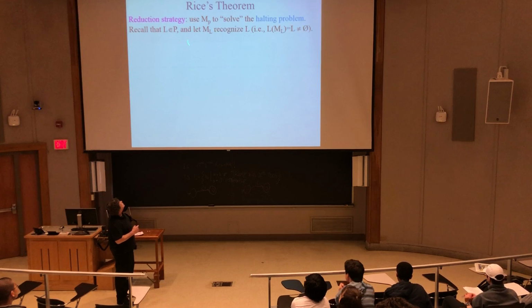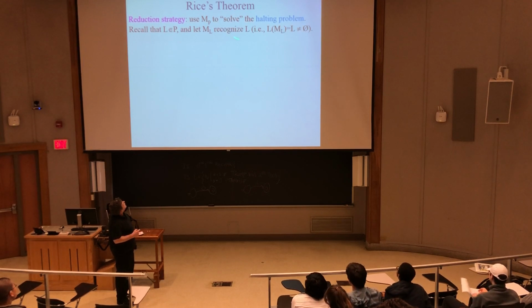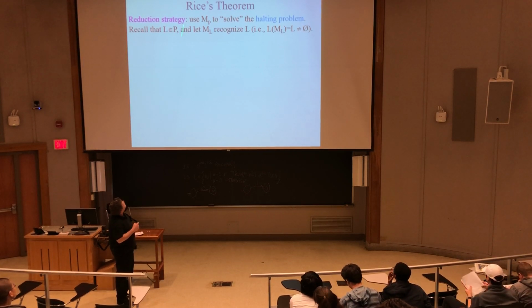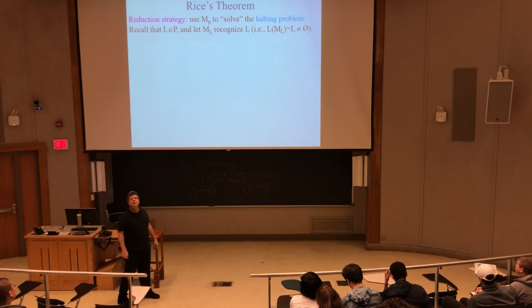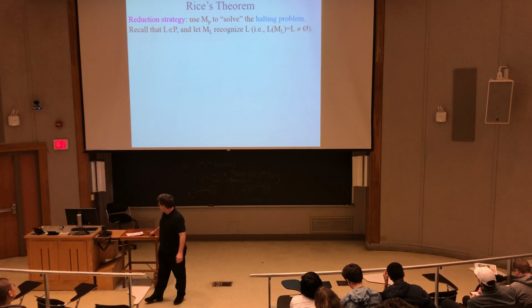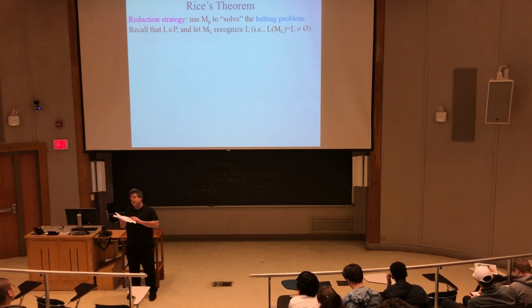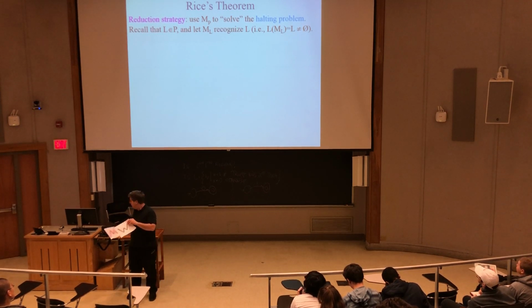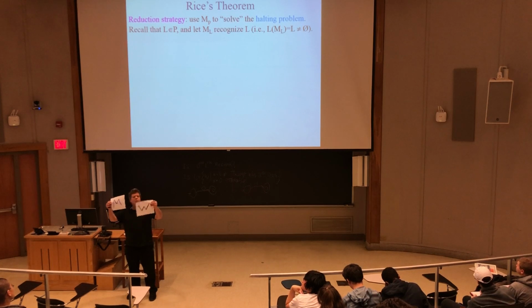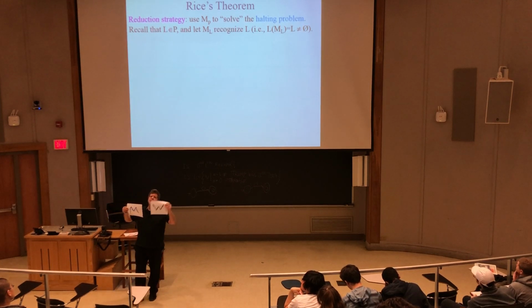So we're going to reduce the halting problem to this decider that solves this property. It's going to be a very similar structure to what we've done before. We're going to have an arbitrary instance of the halting problem: a Turing machine, and an arbitrary input, a string W.